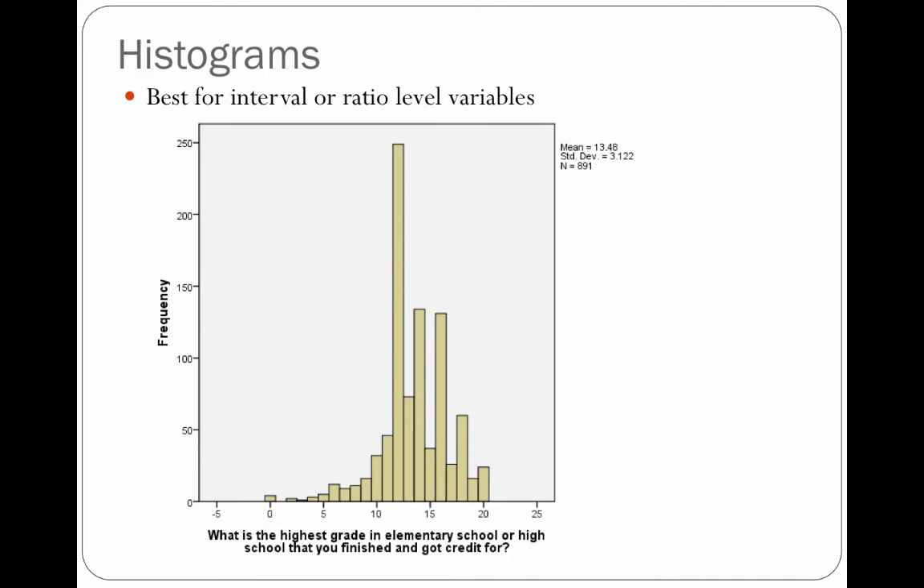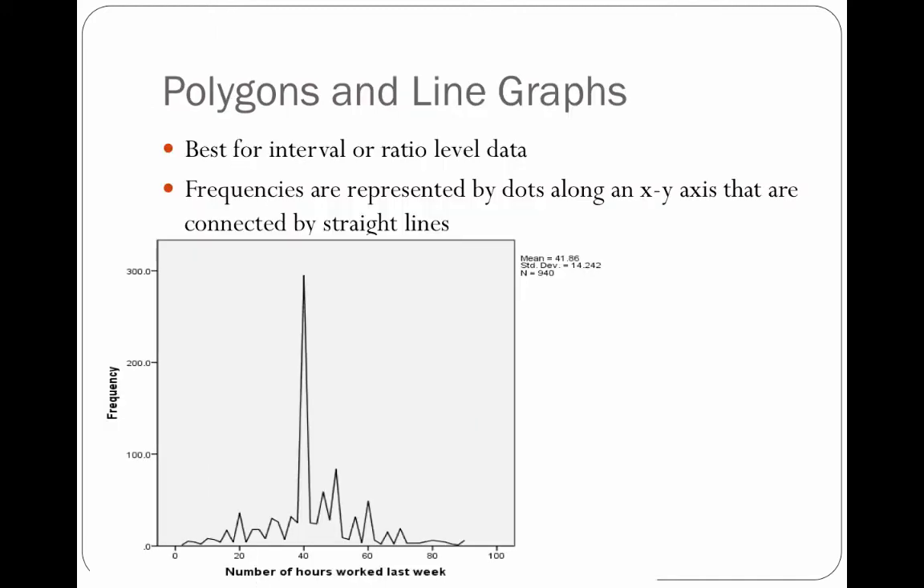Another chart that you can use with interval and ratio level variables is what's called a polygon or a line graph. And it just shows frequencies that are represented by dots along the XY axis, and then they're connected by straight lines. So this one shows the number of hours worked last week, and you can see at 20 hours a week, and then you have a spike at 40 hours a week, which is what we would expect in talking about hours worked per week. So again, in a polygon and line graph, you're going to interpret this much the same as you would a histogram, where you're going to be looking at those peaks and valleys.